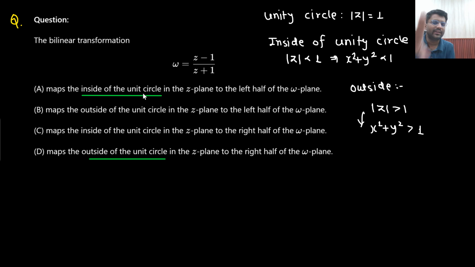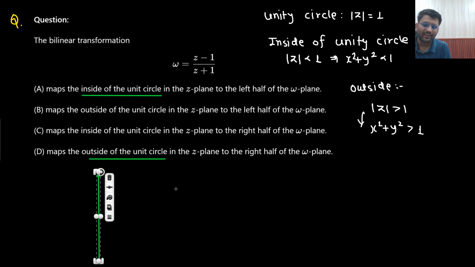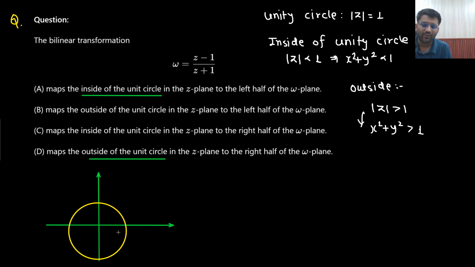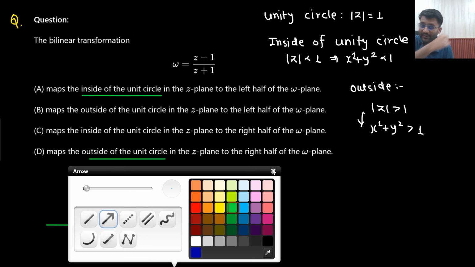Inside of the unit circle from the z plane, basically they are asking that in the z plane I am having a disk. So in the omega plane, how will it look like? This is what they are asking. In the z plane I am having a disk. In the omega plane, how will it look like?